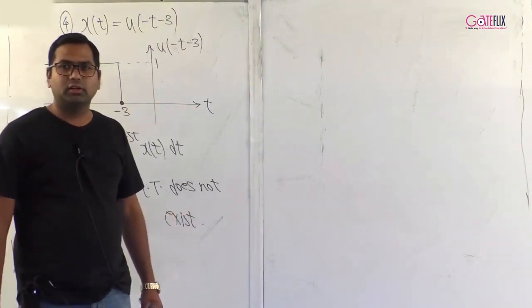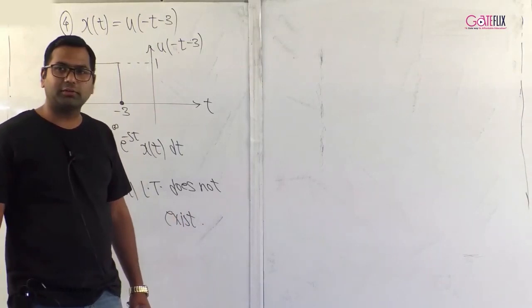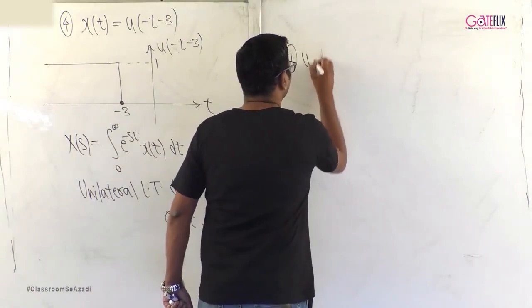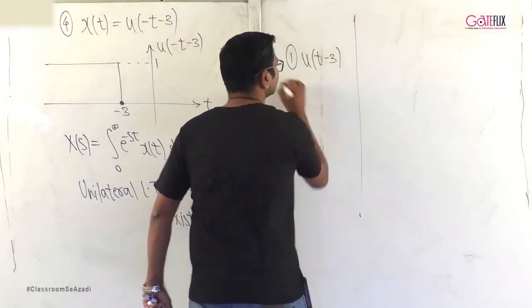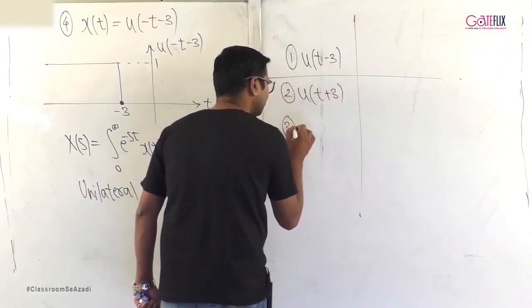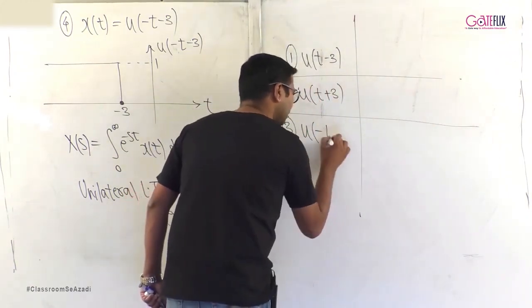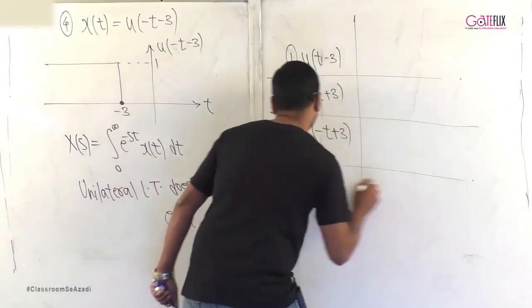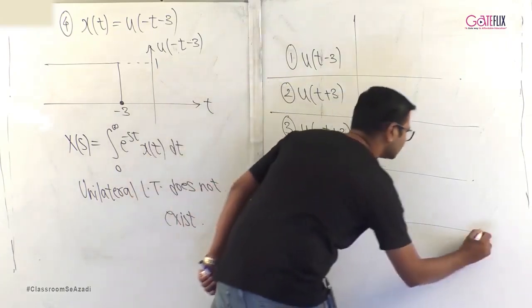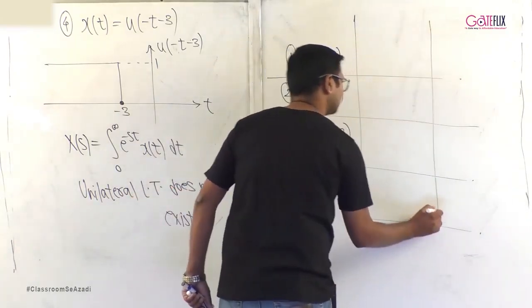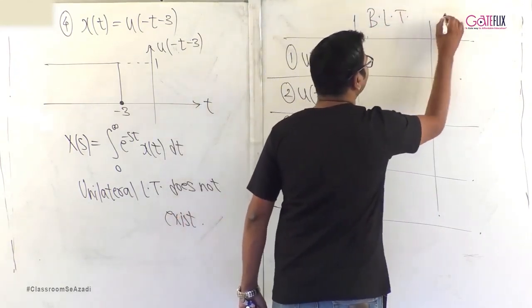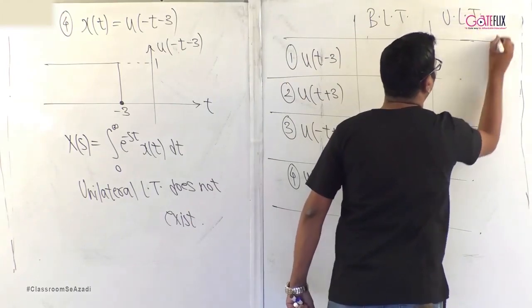Therefore, we will compare the four questions that we have solved for the unilateral and bilateral case. The first question was u of t minus 3. Second was u of t plus 3. Third was u of minus t plus 3. And the fourth question was u of minus t minus 3. For each question, we will look at the bilateral Laplace transform and the unilateral Laplace transform.